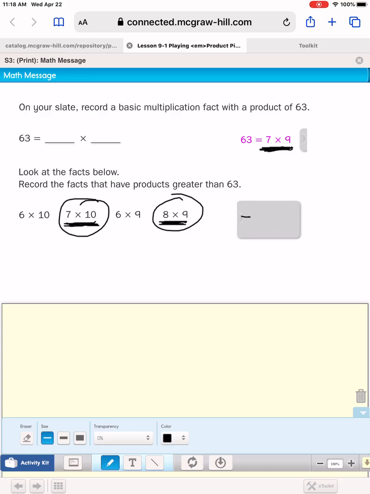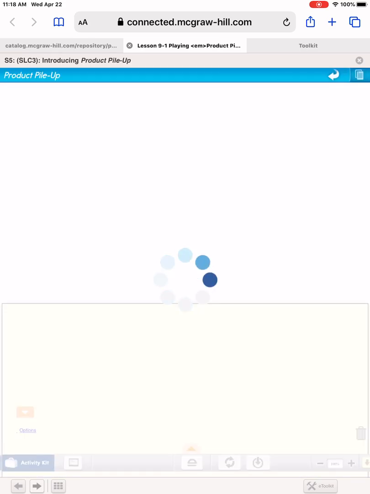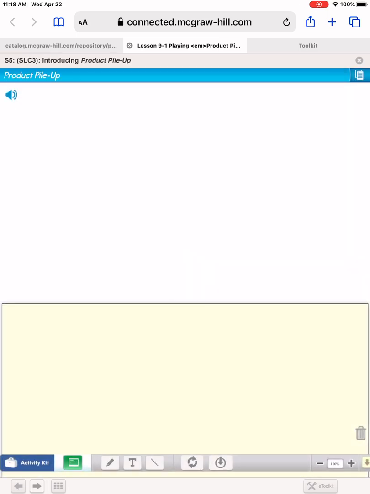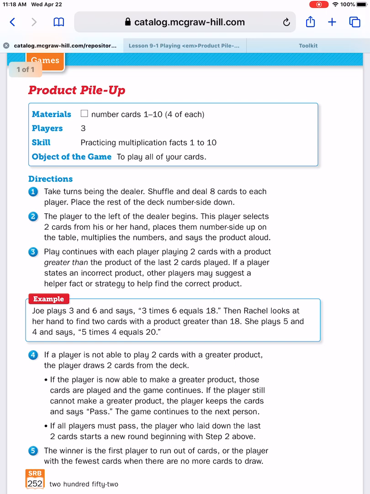All right, today we are going to learn a new game called Product Pileup. I am going to post the directions on the website, and I'm going to ask you to play at home, but we're going to go through and play a little bit together now so you have an idea. Here are the directions. You will need number cards 1 through 10. Remember that if you just have a regular deck of playing cards, you can use those, or you can also use the number cards on your e-toolkit.